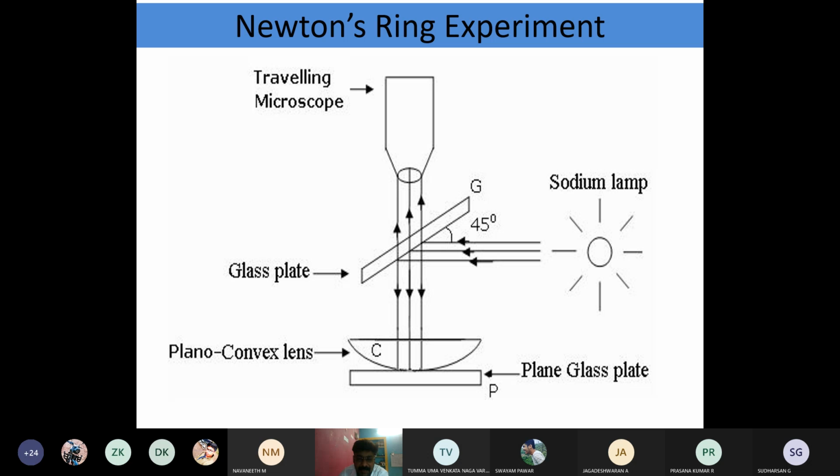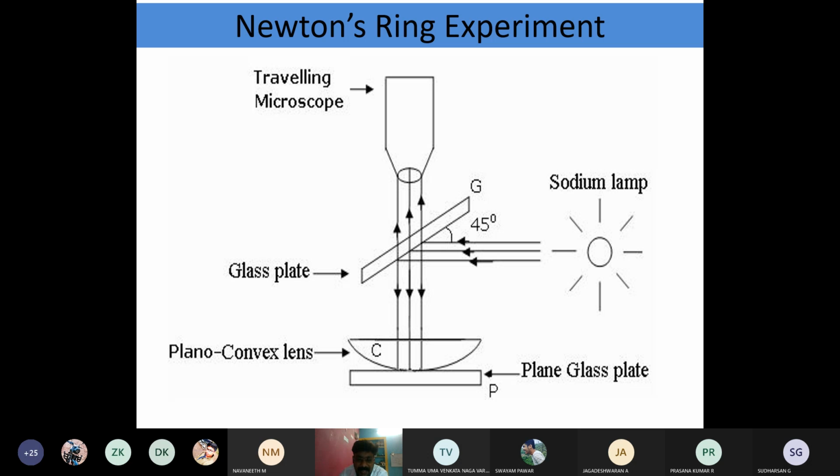And with the help of the traveling microscope, we are going to visualize the changes. When the monochromatic source of radiation falls on the glass plate, we know that it is an electromagnetic radiation, so it has a spherical format. It falls in all directions. But our aim is to focus the light radiation on the particular target.